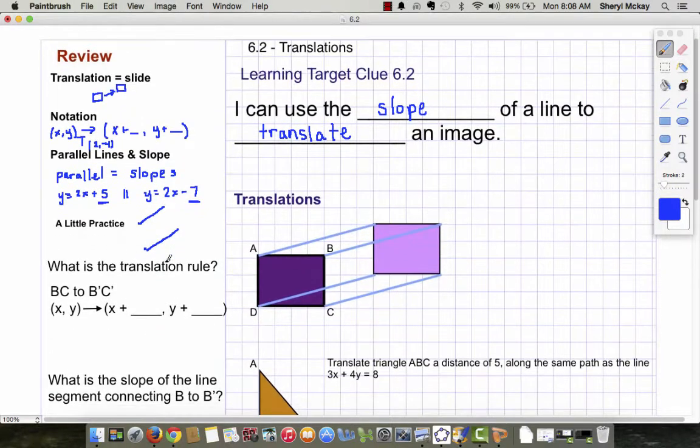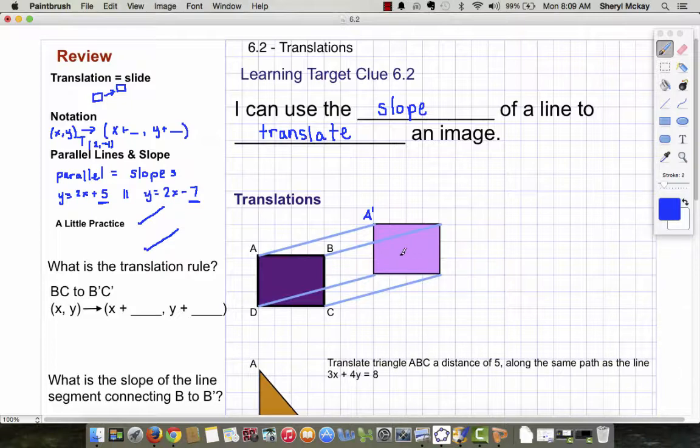There's one other thing about translations that I want to point out to you, is that when we are moving the individual points or the vertices of, say, a figure like this rectangle here, ABCD, we're going to move each point the same direction. So let's look at point A, and we're going to move it, if we follow this line, all the way up to here, and we're going to call that A prime. Remember, this is our pre-image, and this is our image.